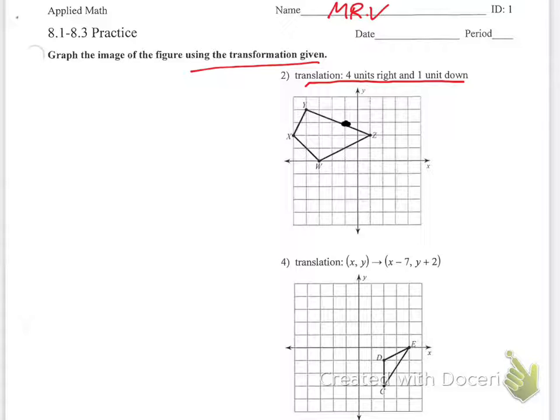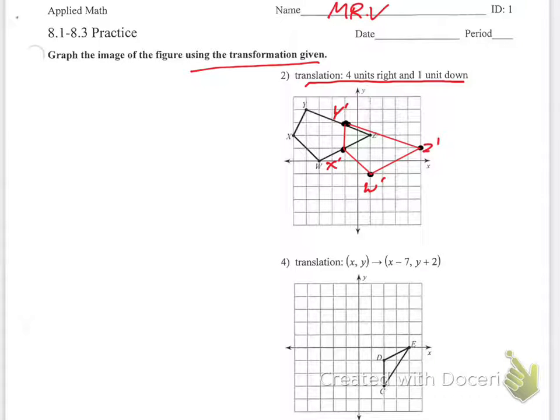So there, and there. So then I just need to connect my points. And then finally, just make sure that these points are labeled, so they'd have to be the primes. And that's all you need to do.